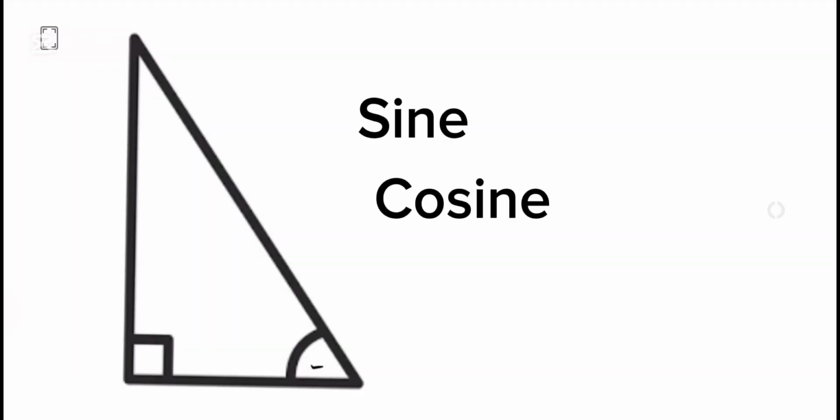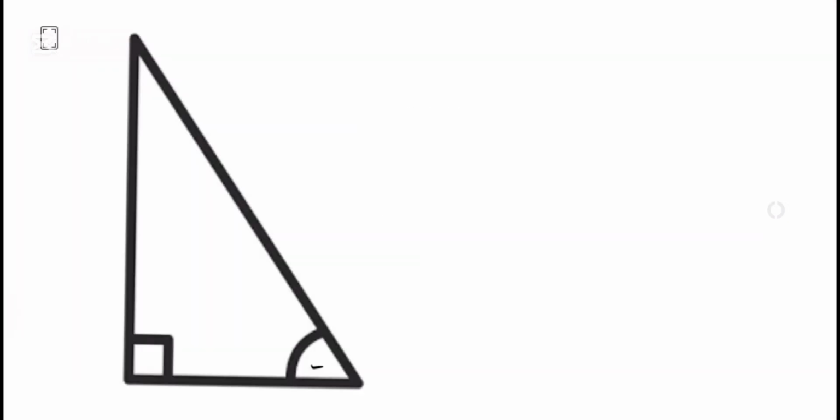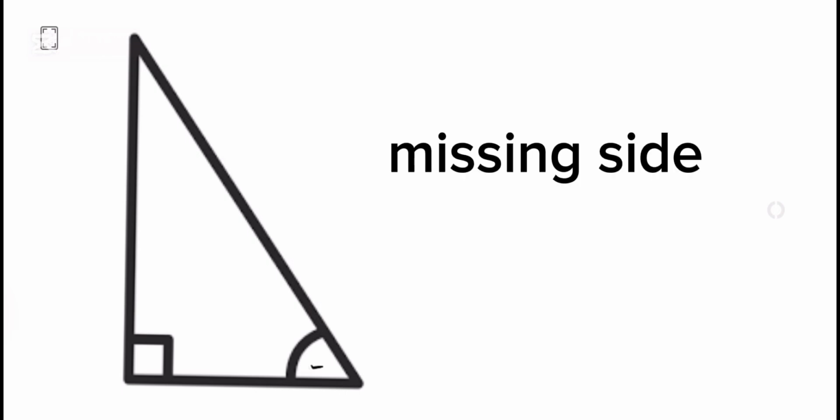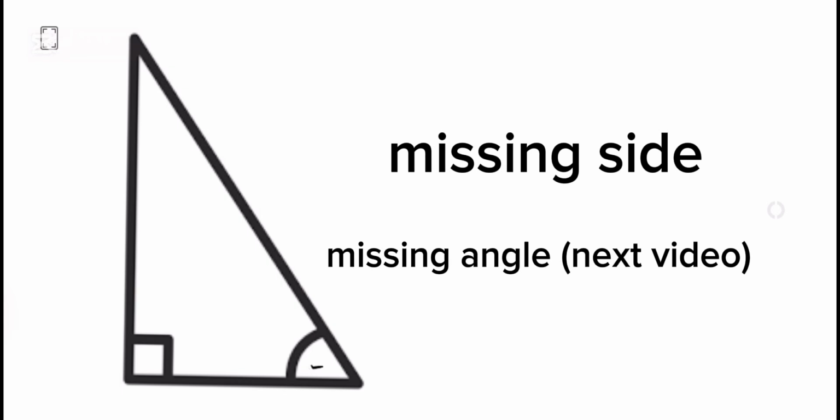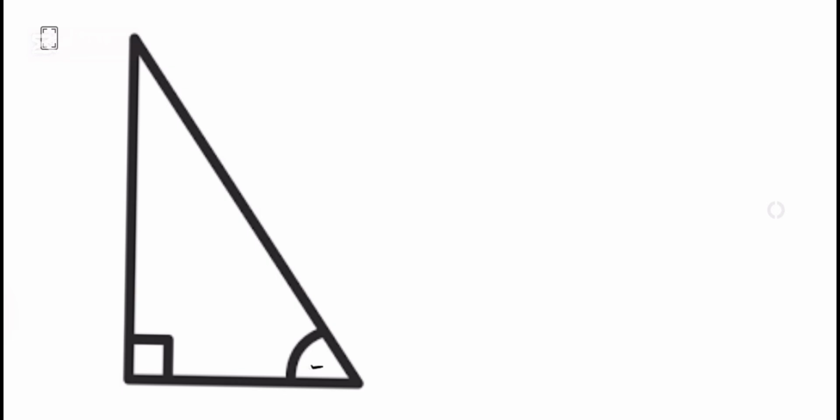Sine, cosine, and tangent are all trig ratios used to find missing sides of a right triangle in trigonometry. If you only have one side and an angle other than the 90-degree one to work with, you can find a missing side or even a missing angle. You need a calculator in the degree setting for this unit.